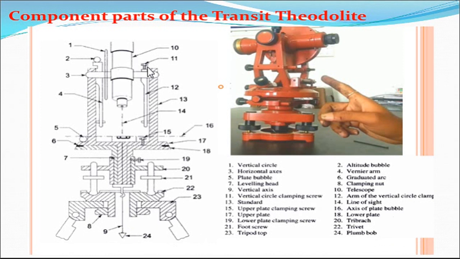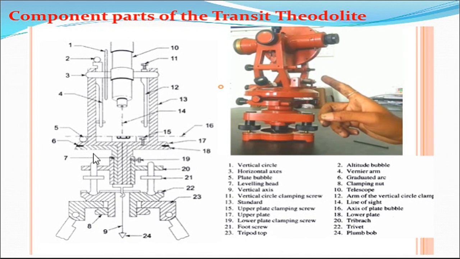Number 11 is the vertical circle clamping screw. Number 12 is the arm of the vertical circle clamp. 13 is the standard; this frame is known as the standard. Number 14 is the line of sight, just as in the definition. Number 15 is the upper plate clamping screw. These are the screws.